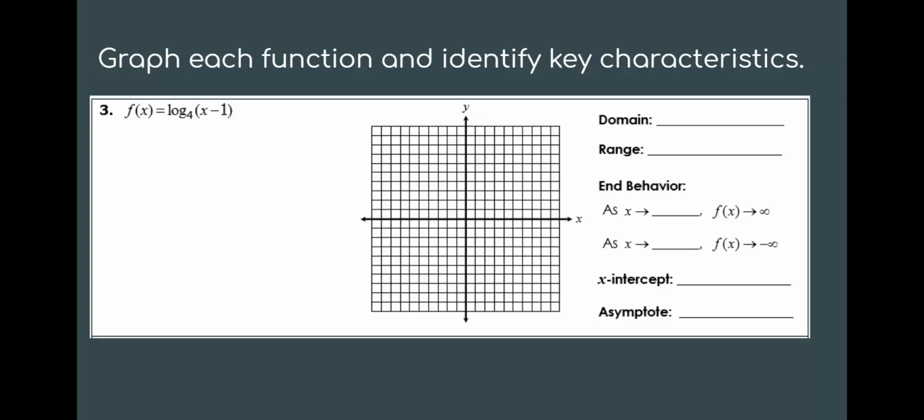When you go to Desmos, you're going to have to go to miscellaneous and look for log. To input that little 4 there, you're going to have to hit shift minus. That brings the cursor down. So you hit 4, parentheses, x minus 1.